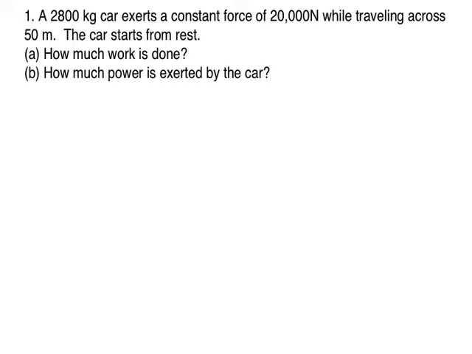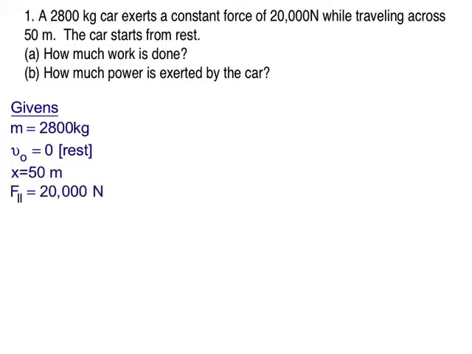So let's look at this problem in terms of the givens. What do I know? Well, I'm given the fact that the mass is 2,800 kilograms, and I'm given that the car starts from rest, so that means initial velocity is 0. I'm given that it travels a distance of 50 meters, and it has this force parallel to the motion, or parallel to the displacement, that's equal to 20,000 newtons.